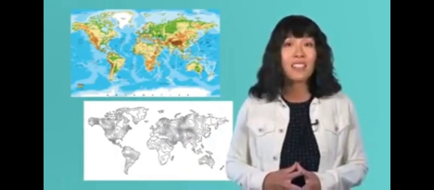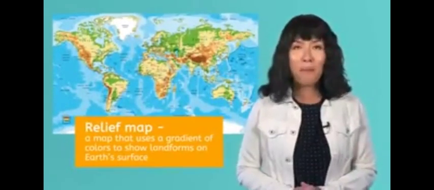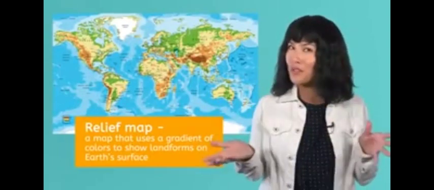That's where relief and topographic maps come in. These are the kinds of maps often used by Earth scientists, since they give us more information about the Earth's surface. Let's start with relief maps. A relief map is a map that uses a gradient of colors to show different landforms on Earth's surface.